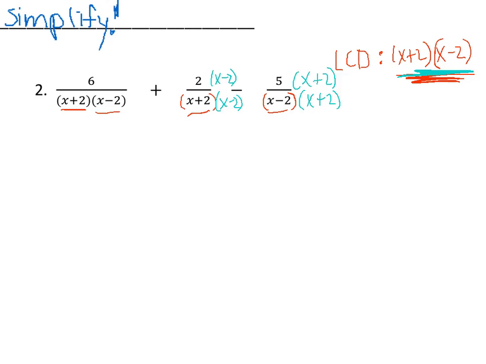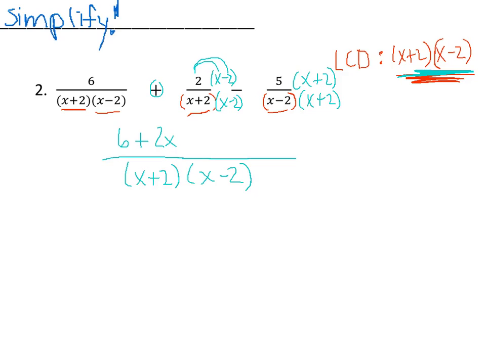All right, so let's go ahead and write it over one denominator. So I'm going to write the denominator, and that's going to be my x plus 2 and x minus 2. What am I going to have on top? Well, I already have the 6, so I'm going to put 6. And then notice that there's a plus, so let's put the plus. And then I've got 2 times x minus 2. Let's go ahead and distribute that before we write it down. So 2 times x is 2x. And then 2 times negative 2 is minus 4.